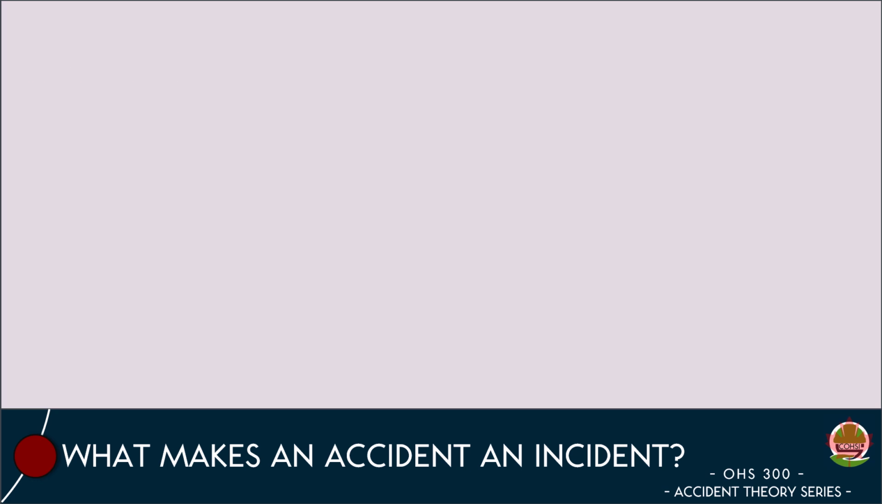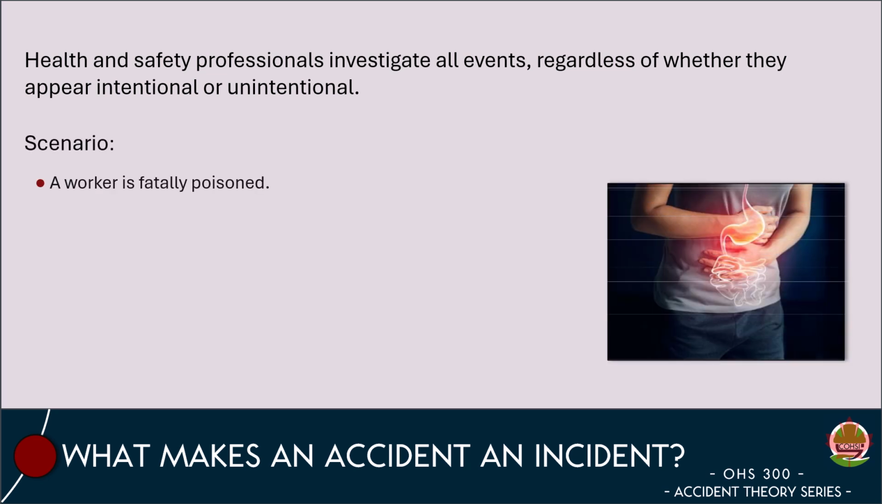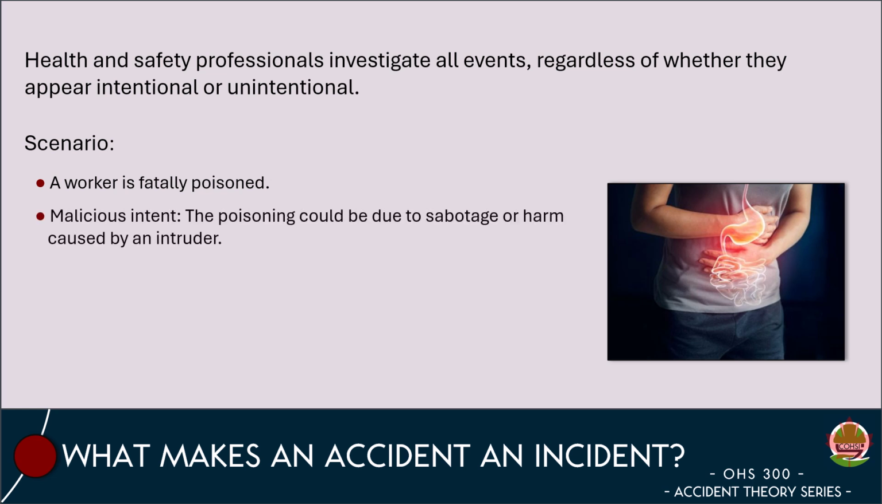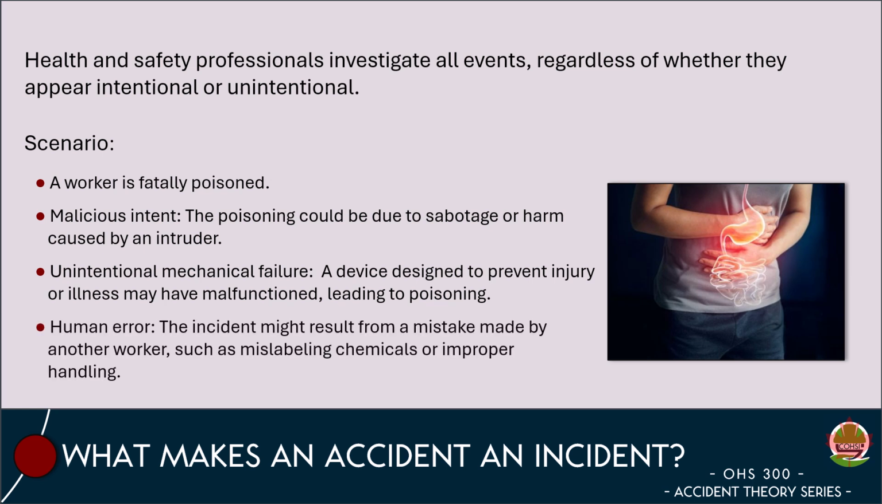Health and safety professionals investigate events regardless of whether they appear intentional or unintentional. For example, if a worker is fatally poisoned, the initial investigation must consider multiple possibilities. The poisoning could be the result of malicious intent, such as sabotage or harm caused by an intruder, or it could be due to an unintentional mechanical failure in a device designed to prevent injury or illness. Alternatively, it might result from human error, such as a mistake made by another worker.